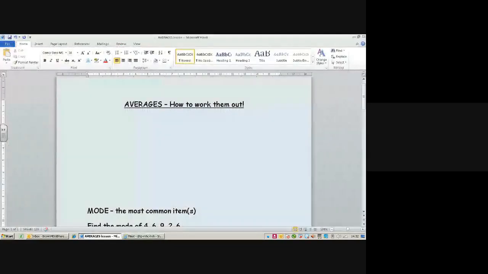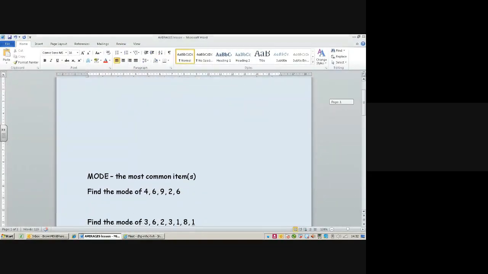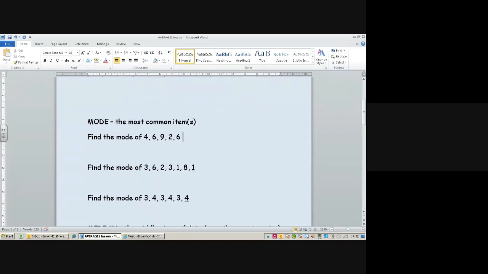Hopefully you can all now see the screen. First average, which we're going to look at, is the mode. Mode just means the most common item or items. Generally only useful if it's a set of data where you can't really work any other averages out. So things like hair color, car color, what type of pet people have, you could find the mode, whereas you couldn't find a mean or a median. I'm going to write the answers in red so you can see them more clearly.